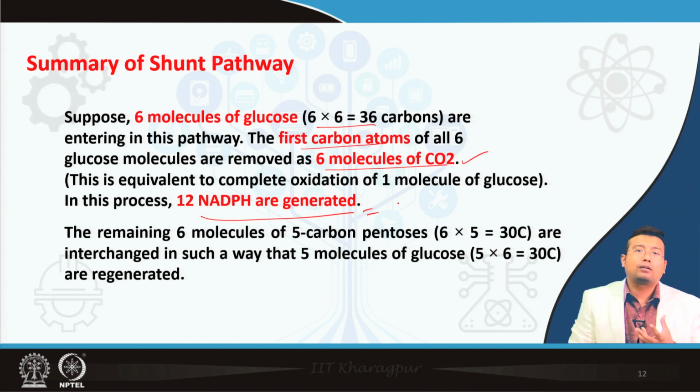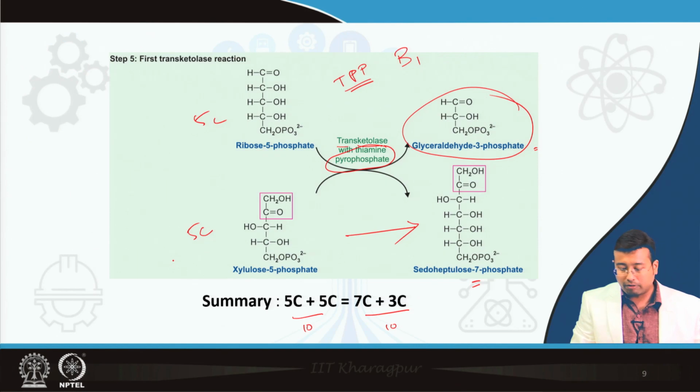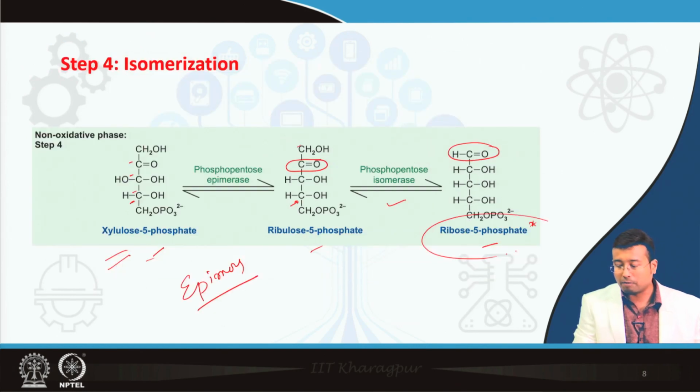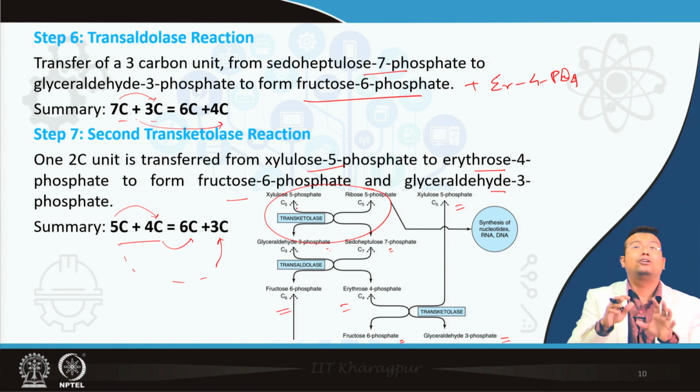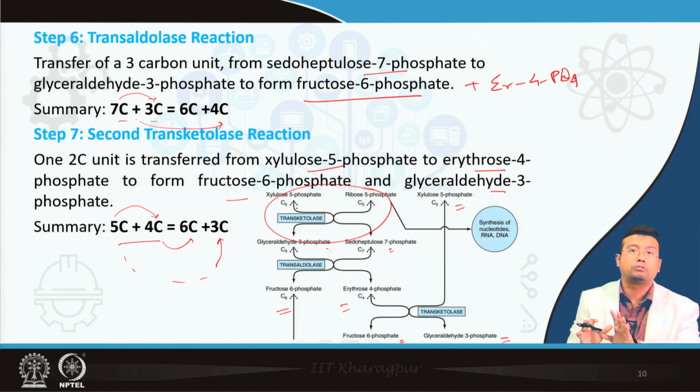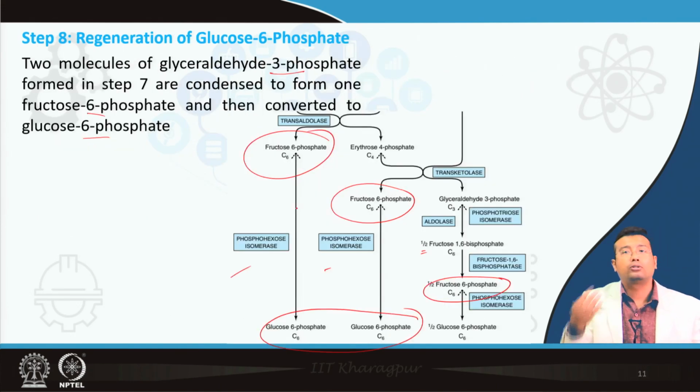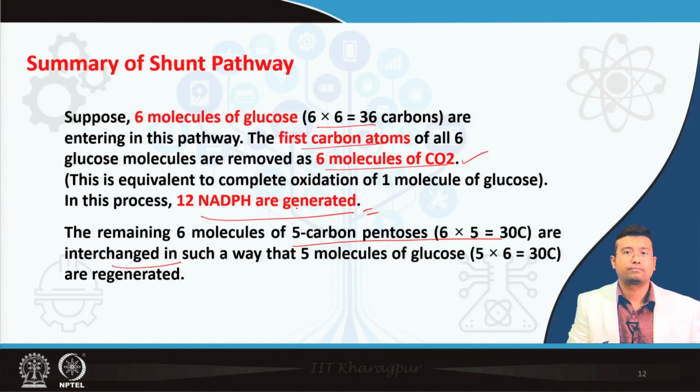And how many pentoses are produced? It is very easy arithmetic. If you subtract the total amount, the 5 carbon pentoses are interchanged in such a way. So, mind it, pentoses are produced in between, okay. Here pentoses are produced, it is useful in synthesis of DNA and RNA, but pentoses are not the end product. The reaction does not end after a pentose is produced. It has to proceed in such a way so that again glucose 6-phosphate is regenerated, right.